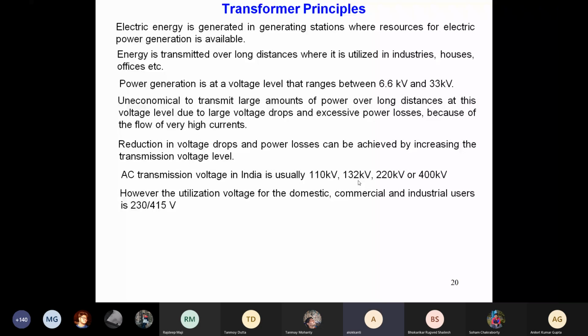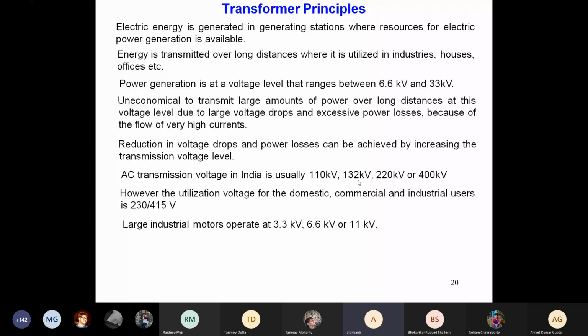So at higher voltages you will require special protection systems, and if there is protection, the cost will also rise. The utilization voltage of domestic, commercial and industrial users is basically 230 volts, 450 volts at this level. Similarly, in industry there are motors, and these are some of the standard voltage levels. There are industrial motors that operate at 3.3 kilovolts, 6.6 kilovolts, 11 kilovolts.